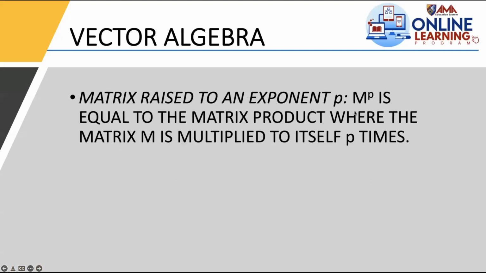Now, a matrix raised to an exponent P. I also gave a little explanation a while ago. It is equal to the matrix product where the matrix M is multiplied to itself P times. A later example. Actually, class, if you know matrix multiplication, you can understand how to do this, right? Because this is multiplication. It's just that not only 2 times, it can be 3 times to itself.